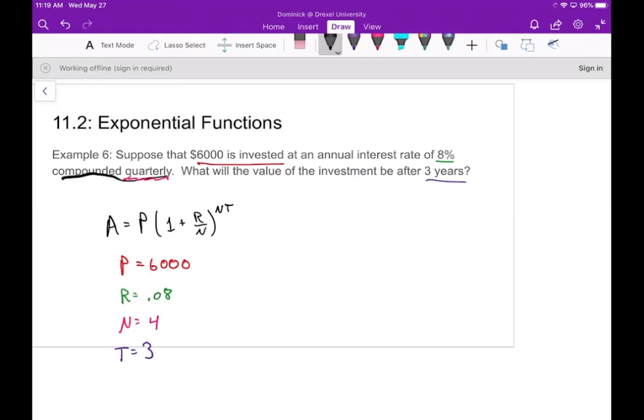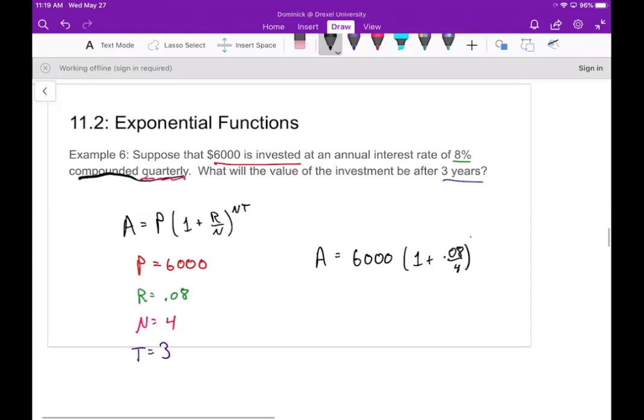So now it looks like we're solving for A, and we just need to plug this stuff in. So we're going to get A is equal to 6,000 times (1 plus 0.08 over 4) to the 4 times 3. Right? So I usually just like to go right to the calculator and plug everything in rather than try and simplify it. You just need to make sure that you're careful with your parentheses.